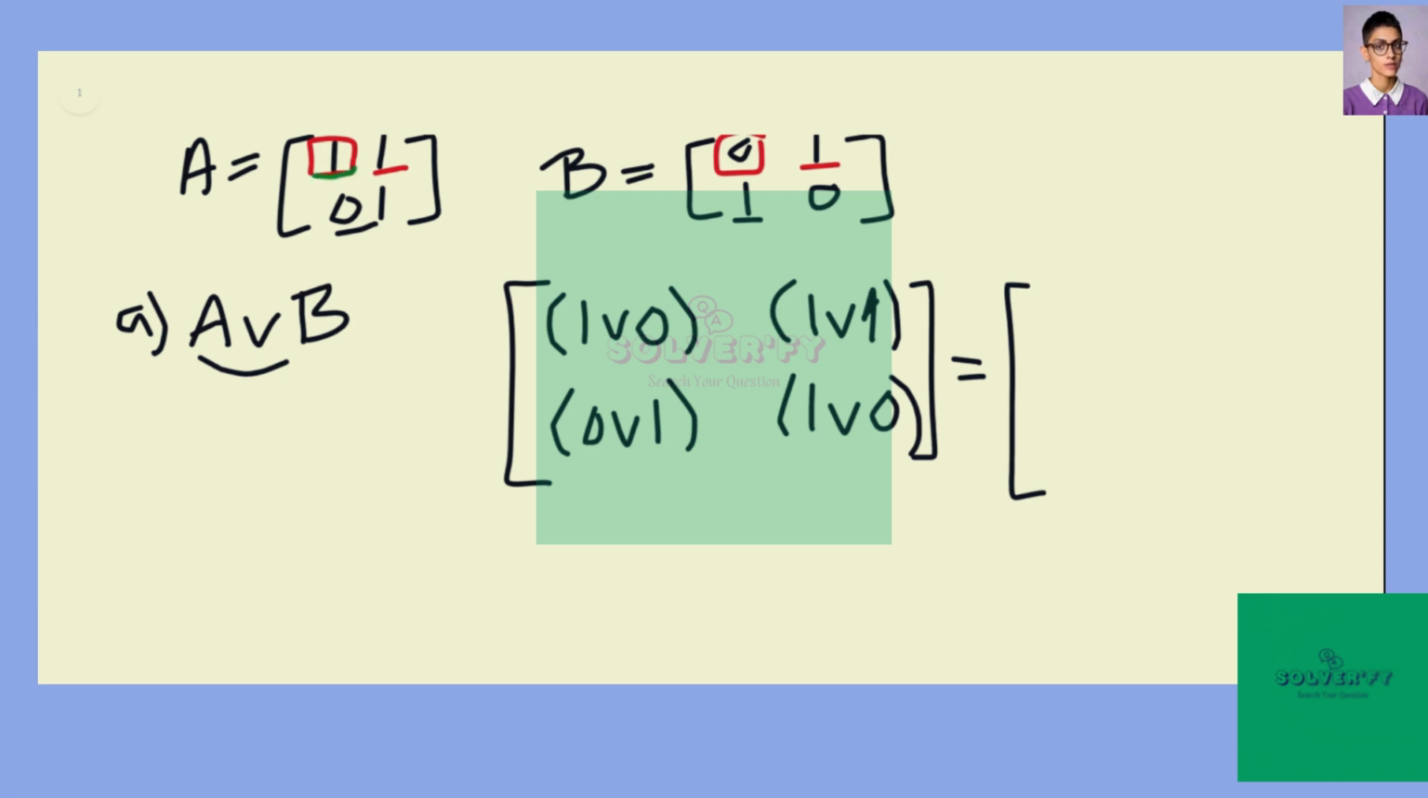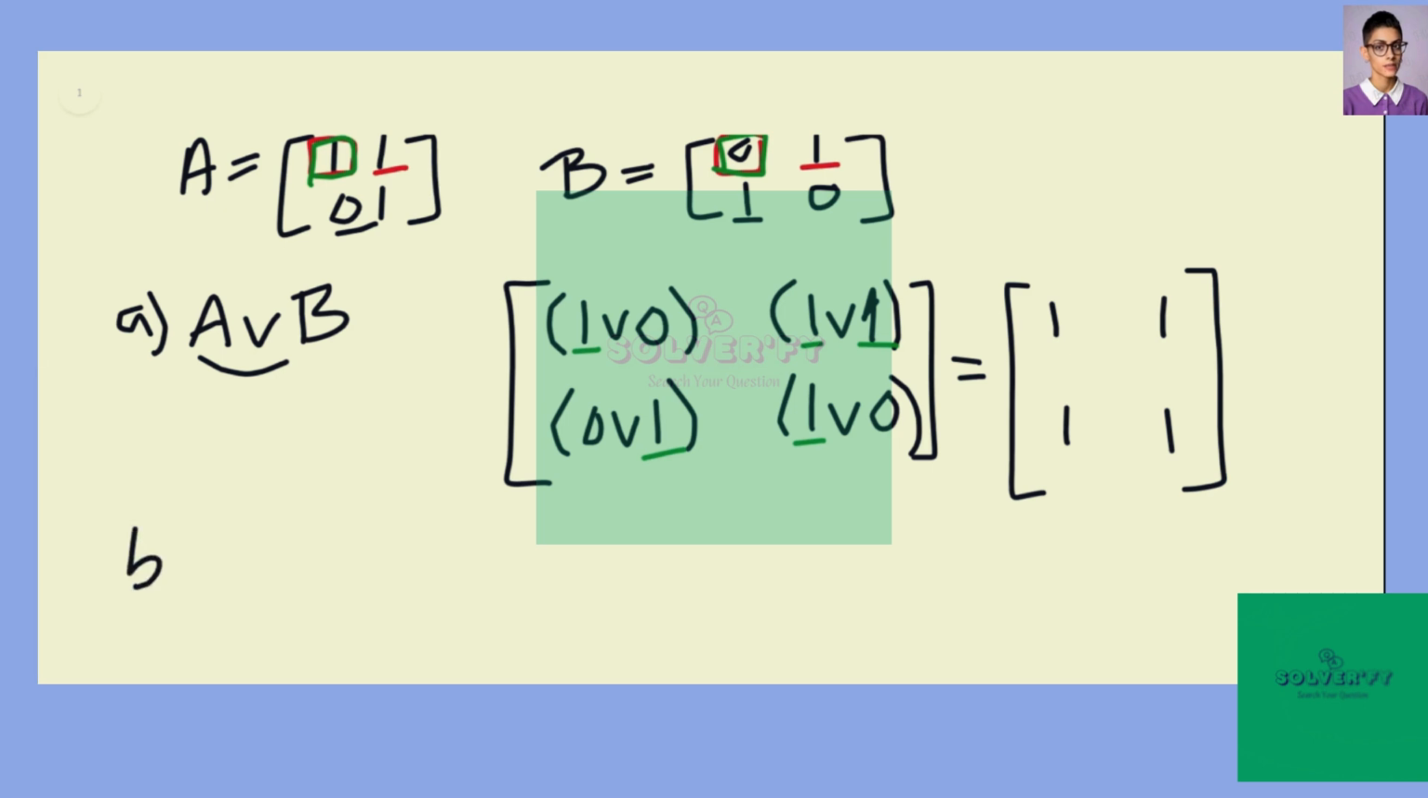Okay, and in this instance, the result is going to be equal to a 1 if either the element from A or the element from B is equal to 1. And so in this instance, we have a 1 in every pair. So the entire matrix is going to be 1s.